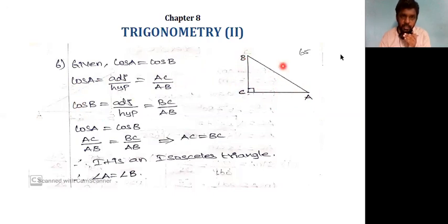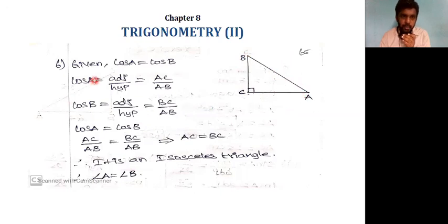And cos B, the angle B is here and the adjacent side is BC and not AC. So BC divided by AB again, so adjacent divided by hypotenuse. Hypotenuse will not be changing since it is the largest side in the right angled triangle. So BC divided by AB.